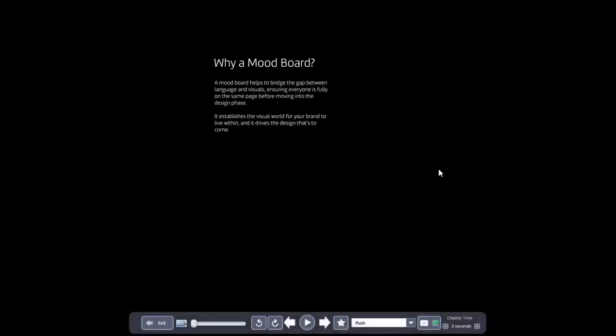And first of all, the first page here, it doesn't have to be the first page in yours, but it defines what a mood board is so that the client understands it. And it says a mood board helps to bridge the gap between language and visuals, ensuring everyone is fully on the same page before moving on to the design phase. You understand? It is a bridge between language and visuals.